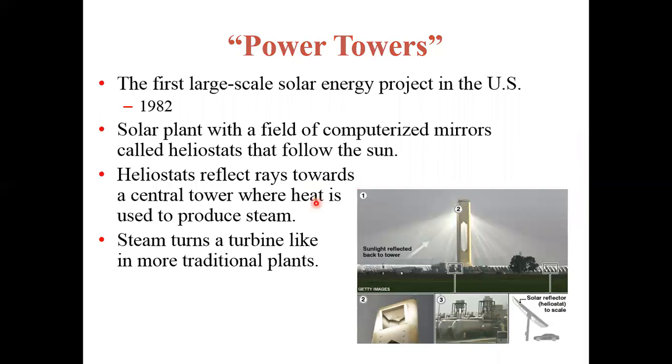So this is clean energy. The first large scale solar energy project in the US was in 1982. Heliostats reflect the rays towards a central tower, where the heat is used to produce steam, and then the steam turns a turbine like in the traditional plants. So here you can see the solar tower.